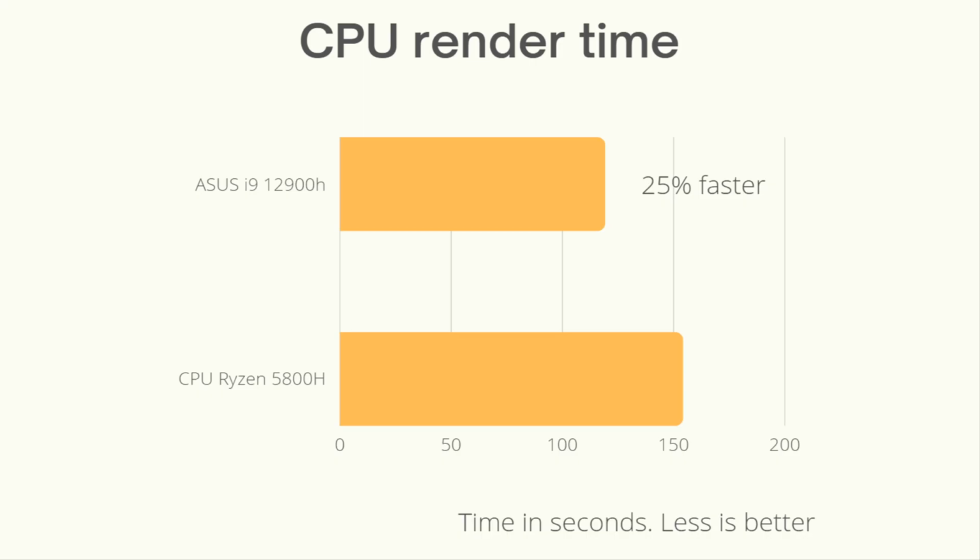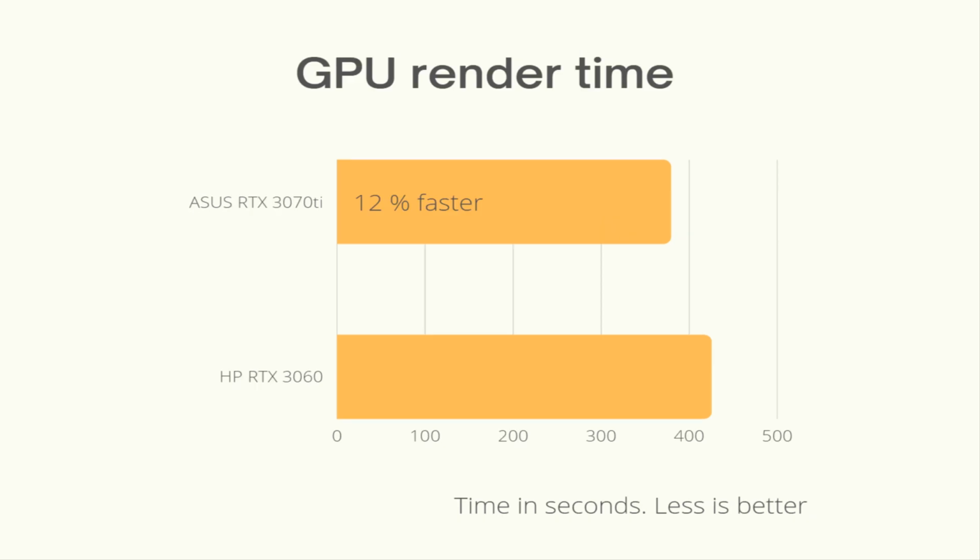In conclusion, the Asus with the i9 is 25% faster than the Ryzen in the HP. And if you are rendering using GPU, the Asus with the 3070 Ti will be only 12% faster than the RTX 3060 from the HP.